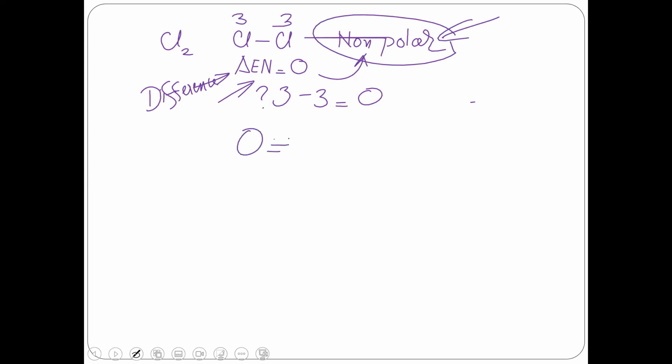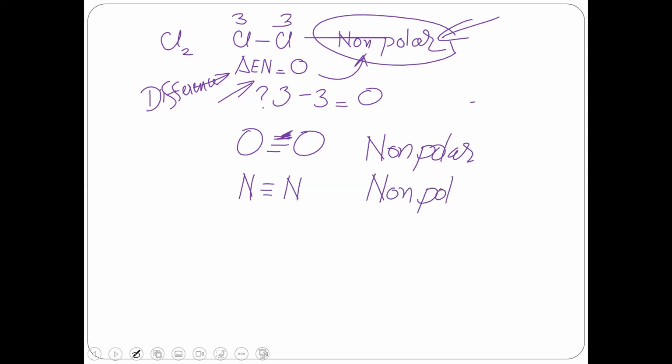For example, I make a bond of oxygen, a double bond. That molecule is also non-polar. Why is it non-polar? Because it's still the same two atoms. Similarly, if I connect nitrogen with nitrogen, it's again non-polar. A bond between same elements is always non-polar because the difference in electronegativity is zero. So we start our concept because we need bonding to be back.